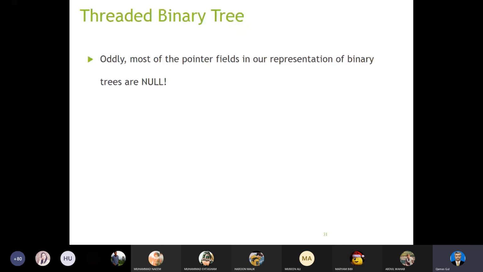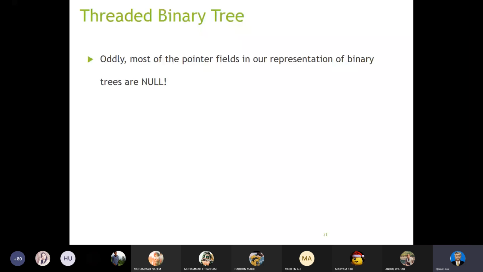So if you have already seen that binary tree, ordinarily most of the pointer fields in our representation of binary trees are null. So each node has two pointer variables representing its left subtree and its right subtree. If a node is a leaf node, then it has no left subtree, no right subtree, no left node, no right node. So it means the two pointers are null.